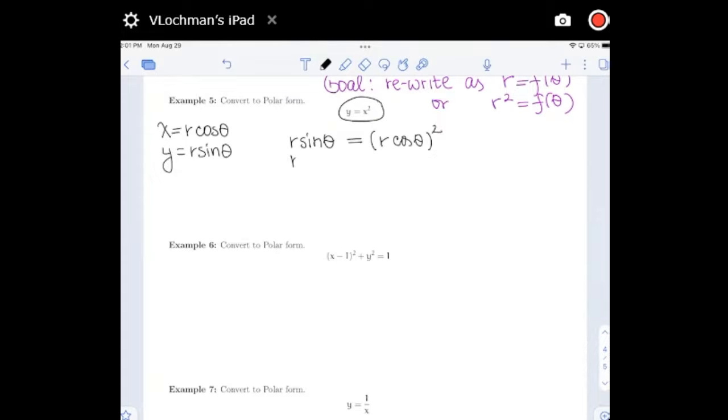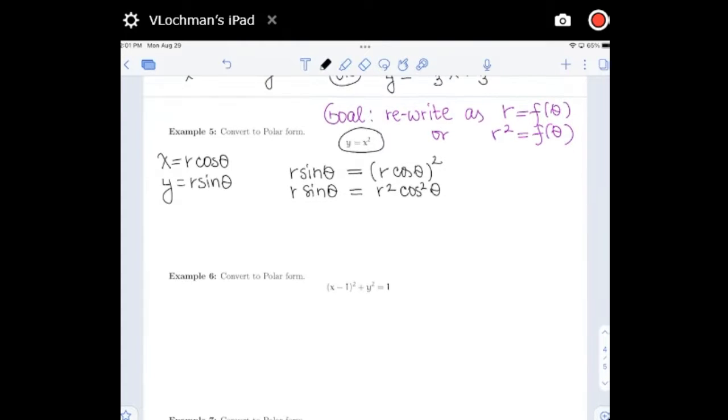Okay, and now let's just work with this equation. r sine theta is equal to r squared cosine squared theta. Now remember the goal. The goal is to write it in the form r is equal to some stuff, right? So let's go ahead and solve for r.